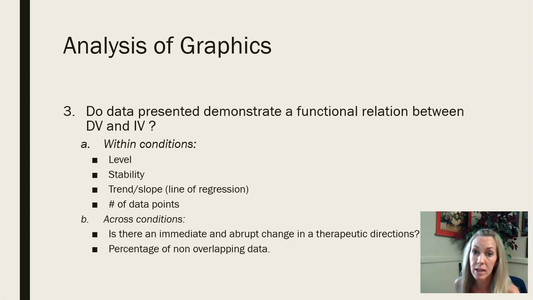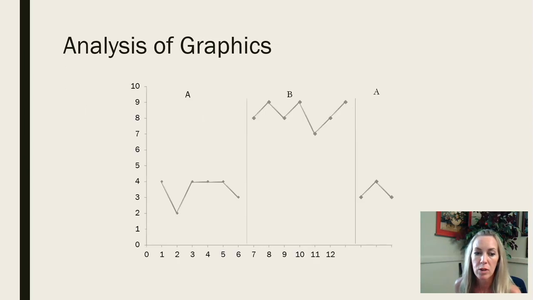We want to make sure we have enough data points, so we need at least 3 data points in each condition, as long as they're stable data points. Across conditions, we just want to know if there's an immediate and abrupt change in level or trend. And of course, we want to be sure to see as little overlapping data as possible. So the percentage of non-overlapping data, or the PND, here is 100%. So that would show effective treatment.